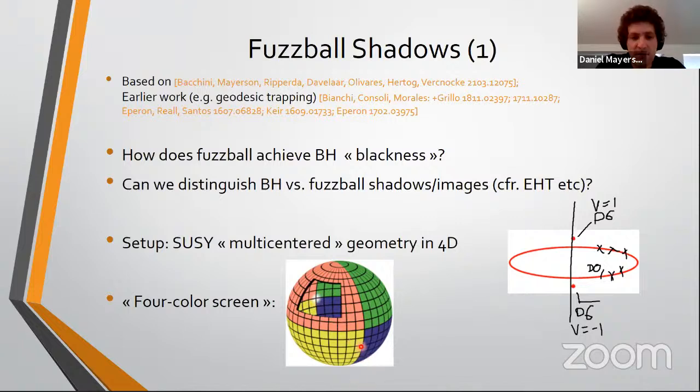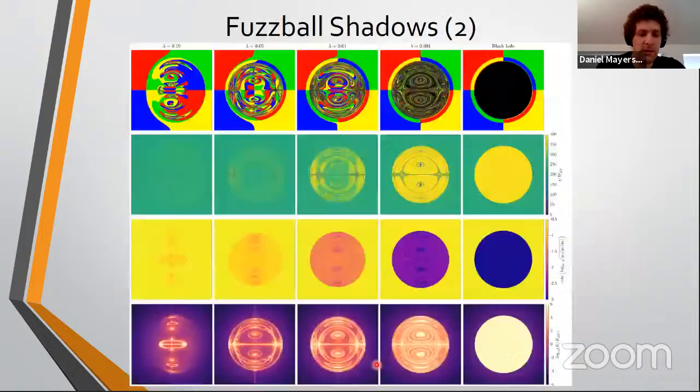If there was no object, of course, then what we would see is simply four quadrants, red, green, yellow, and blue, in our image. But because of gravitational lensing, we're going to see some kind of complicated color structure, which tells us something about the geometry. Okay, so let me actually show you the images that I'm talking about.